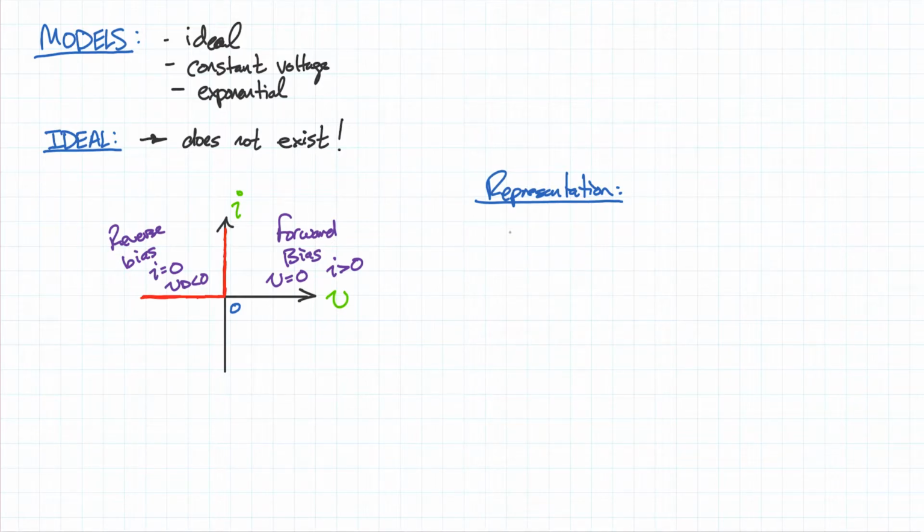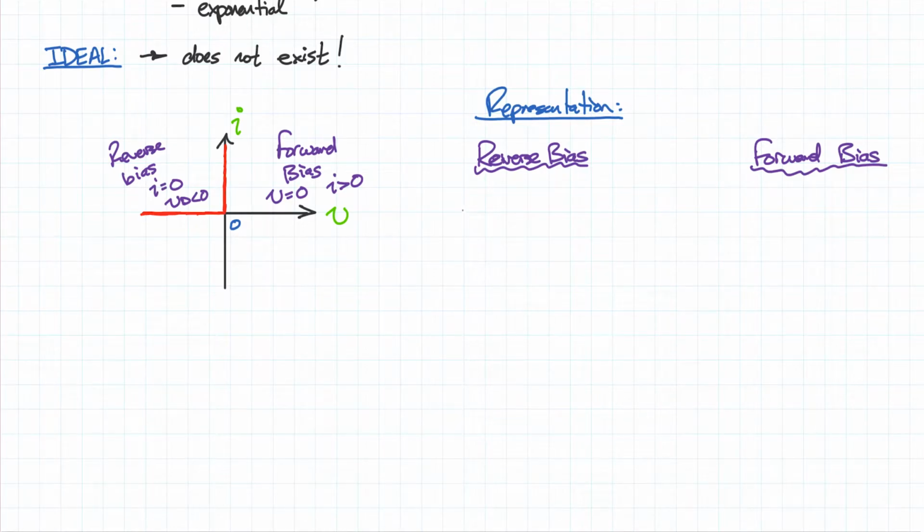So in the representation of this ideal diode, we can break it up into two regions: the reverse bias representation and the forward bias representation. Under the two cases, we'll have two different ways of modeling this diode. When it's reverse biased, the diode becomes an open circuit, because this characteristic says that when VD is less than 0, I is equal to 0. The only way I can ensure that I is equal to 0 is to create an open circuit here.